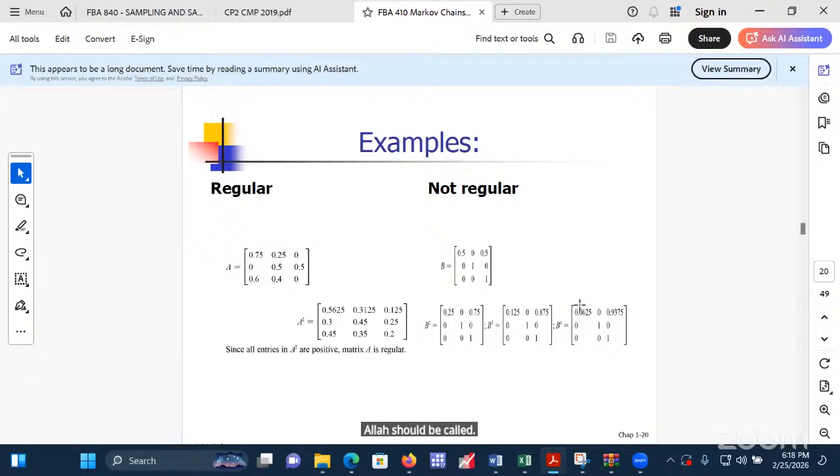Sorry, sir, can you explain the regular and absorbing Markov chain again? Okay, so I'll go back.